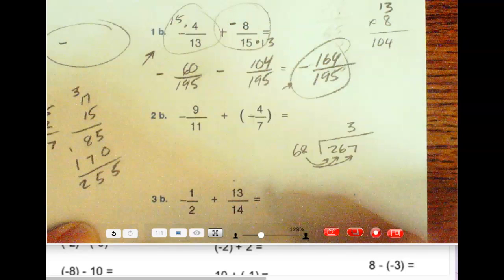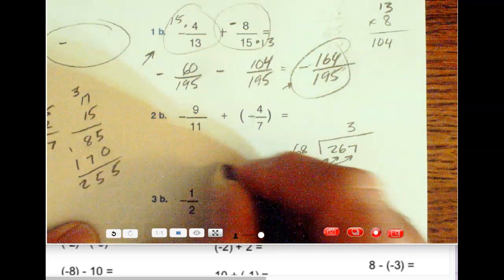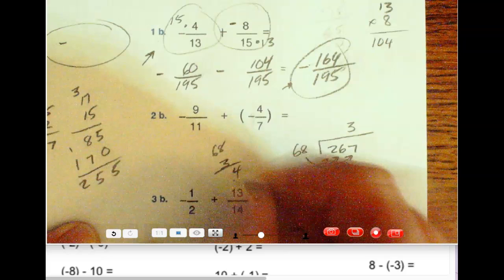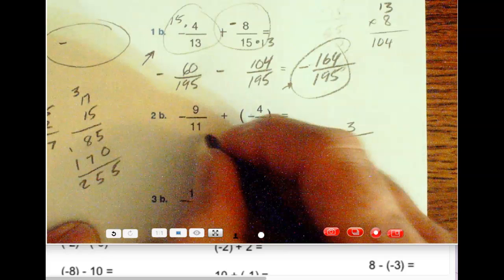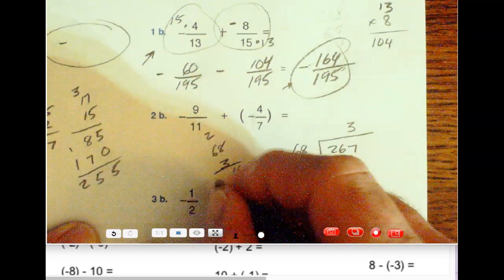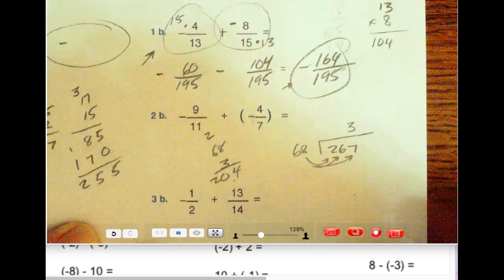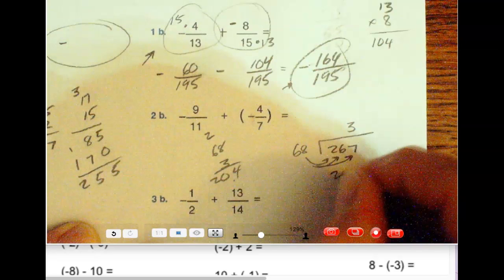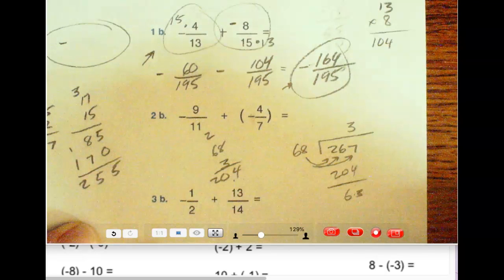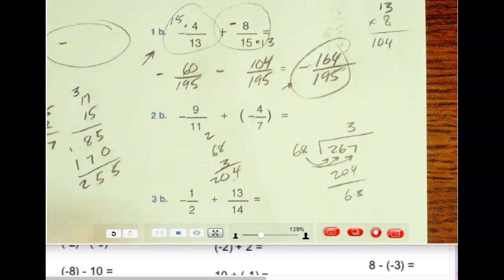So 3 times 68, I'll go off inside here. 3 times 68. Well, 3 times 8 is 24. There's the 4 and there's the 2. 3 times 6 is 18, and 2 make 20. And that makes sense. 204. Subtract out, I've got 63 left. That didn't work out the way I wanted it to.